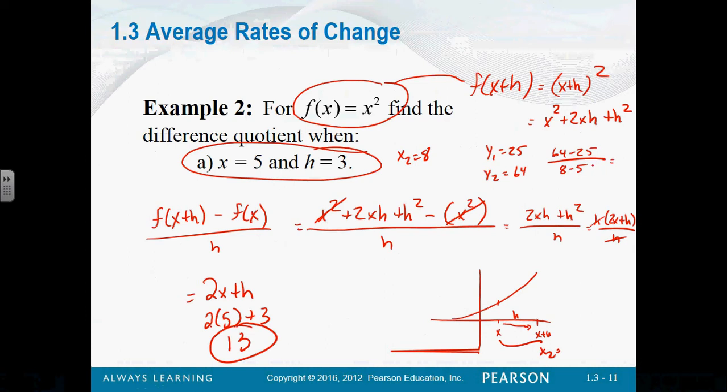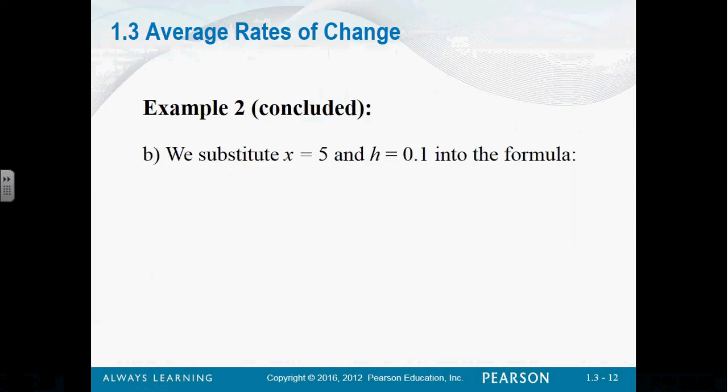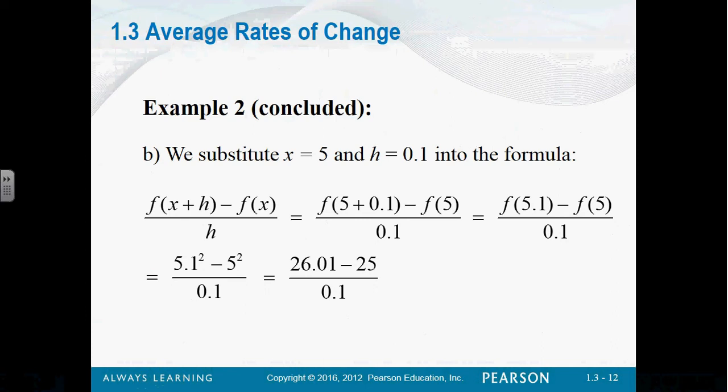what is that? 39 over 3, which equals 13. There's no reason not to do that, if that's easier for you than using the difference quotient. So, it is a method we can use. That's basically what they're doing, changing it into y2 minus y1 over h, basically.